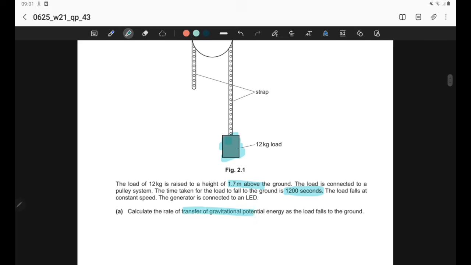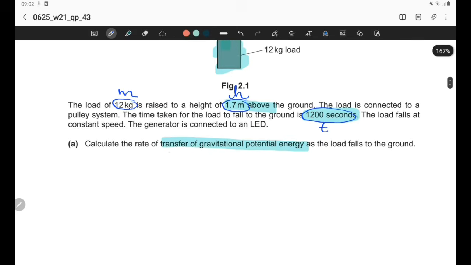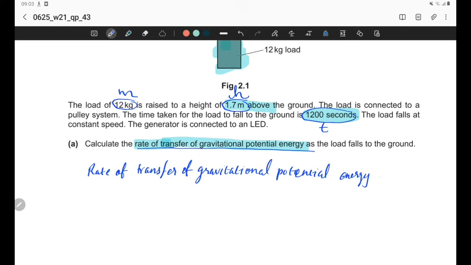Calculate the rate of transfer of gravitational potential energy. So in this question we are provided with the mass of the load, which is raised to a height. So the height is also provided and time is given. We need to calculate the rate of transfer of gravitational potential energy. This is very important: not simply gravitational potential energy but rate. So rate of transfer of gravitational potential energy is nothing but the gravitational potential energy over time taken. So rate means we just need to find how quickly, so we have to divide gravitational potential energy by the time. So we will get the rate of that physical quantity.